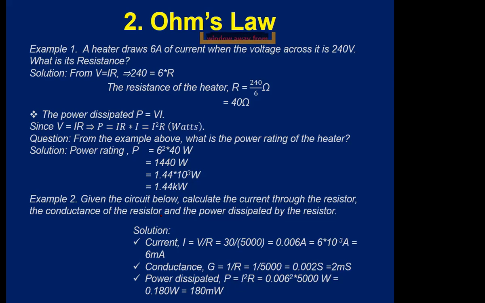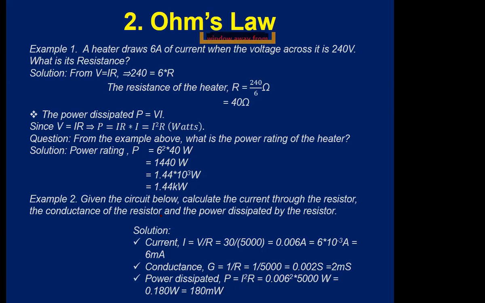Now, what is the power dissipated in that resistance? Since V is equal to IR, and P is equal to VI, P is given as I squared R in watts. So the power dissipated in a resistive element is equal to the square of the current multiplied by the resistance.